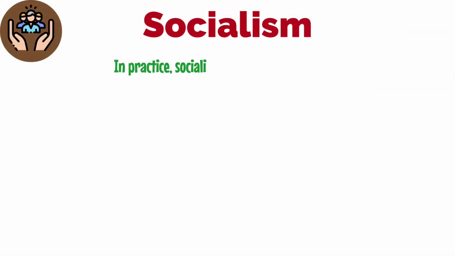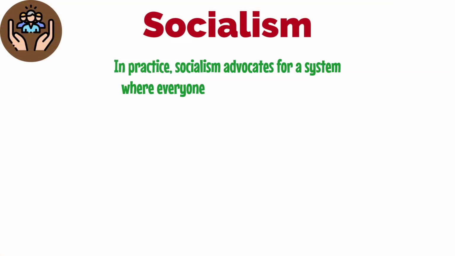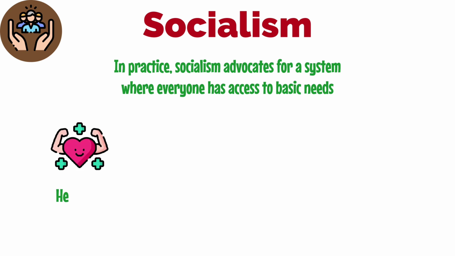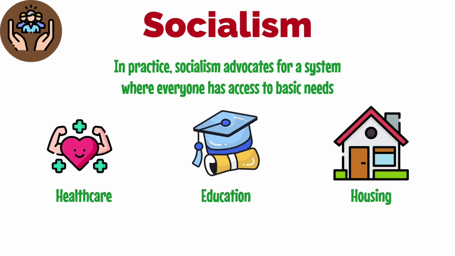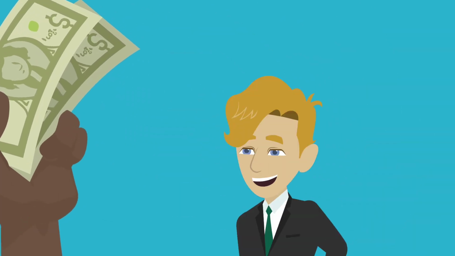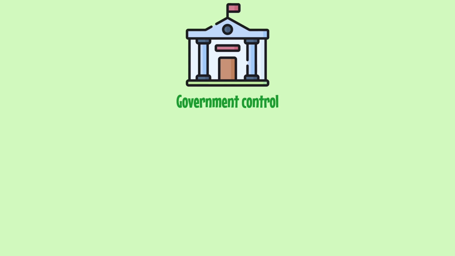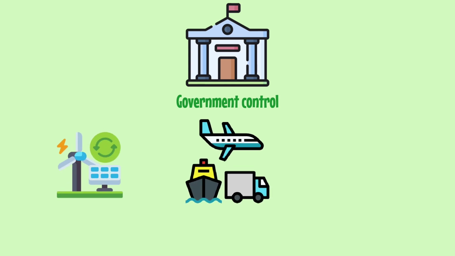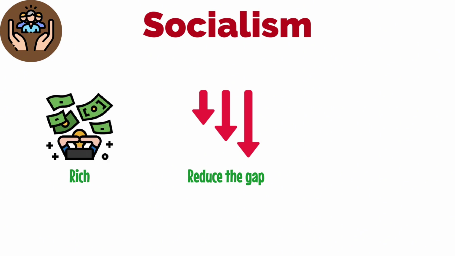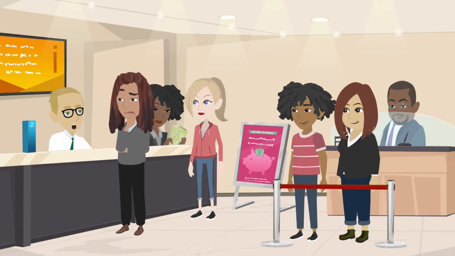In practice, socialism advocates for a system where everyone has access to basic needs like healthcare, education, and housing. This often means higher taxes on the wealthy and more government control over key industries like energy, transportation, and healthcare. Socialism seeks to reduce the gap between the rich and the poor, aiming to create a society where everyone has the same opportunities.